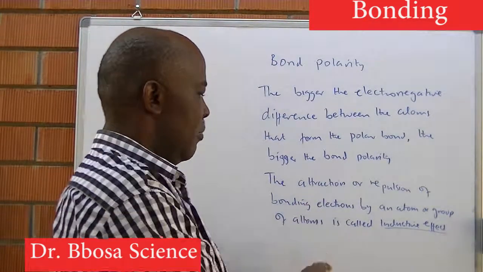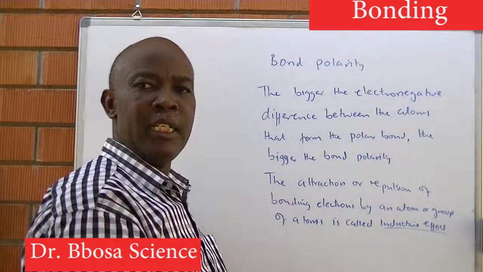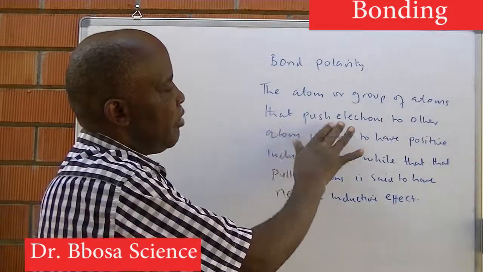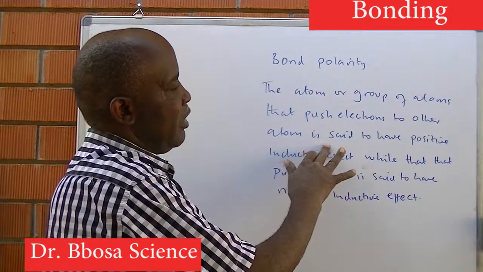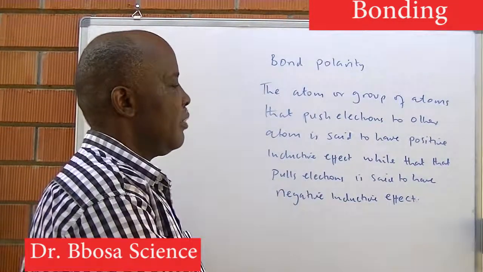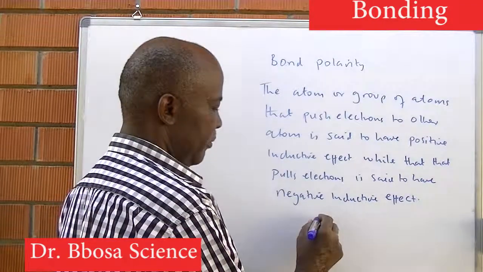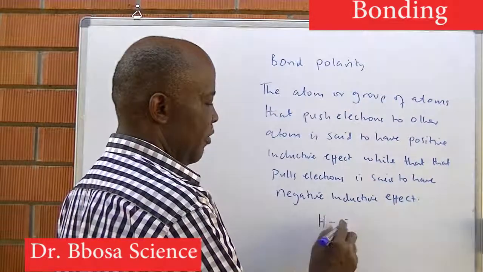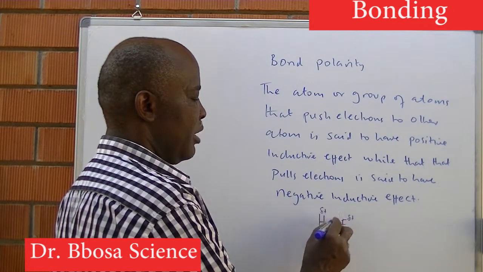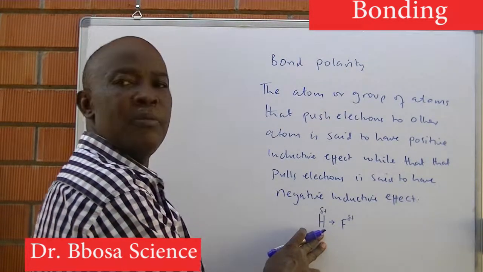The attraction or repulsion of bonding electrons by an atom or group of atoms is called inductive effect. The atom or group of atoms that pushes electrons to another atom is said to have a positive inductive effect, while one that pulls electrons is said to have a negative inductive effect. So in this bond between hydrogen and fluorine, fluorine has a negative inductive effect, hydrogen has a positive inductive effect. So hydrogen will push electrons towards fluorine, and fluorine will pull electrons away from hydrogen.